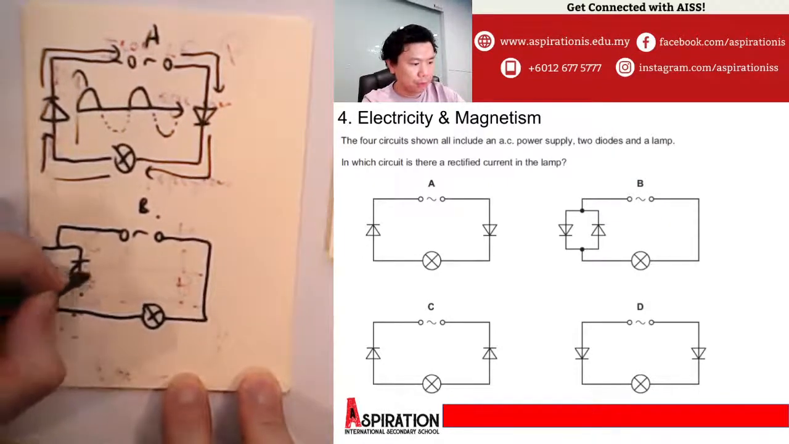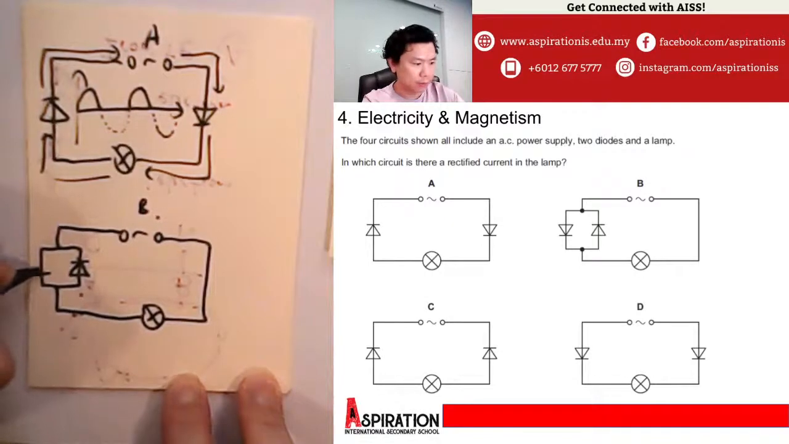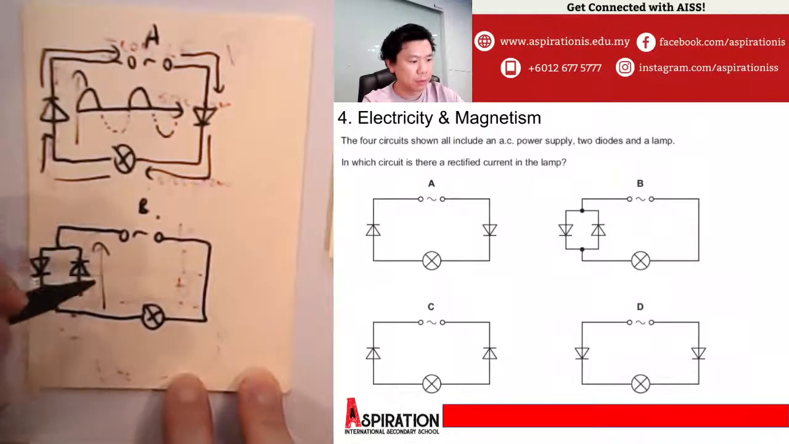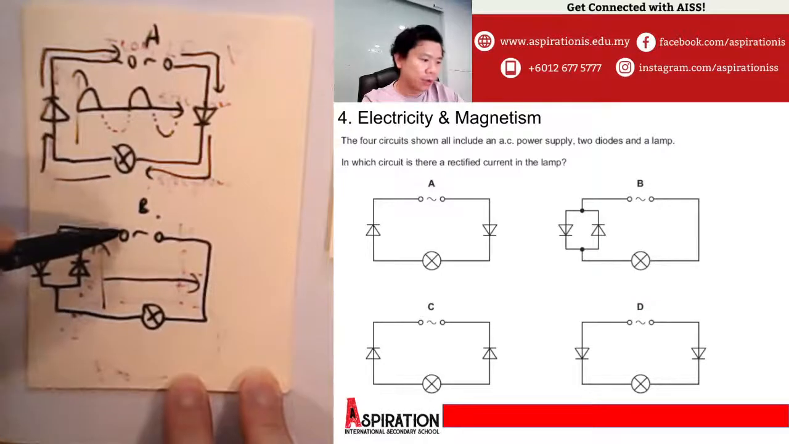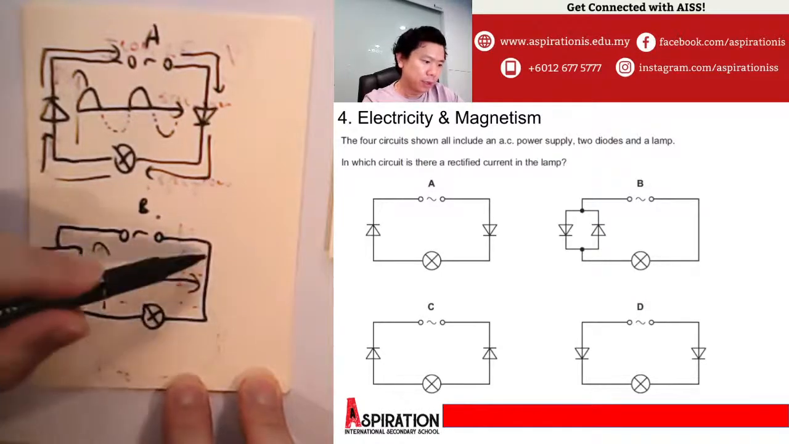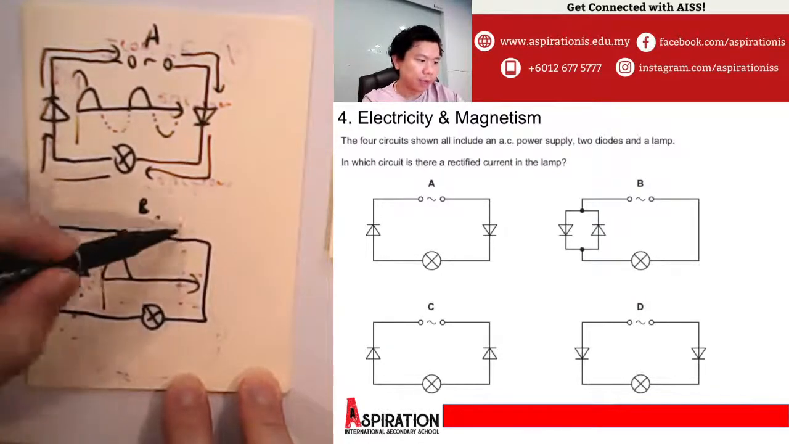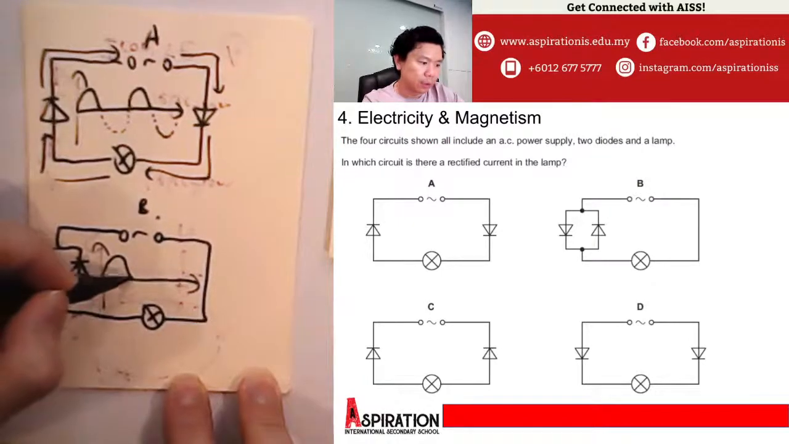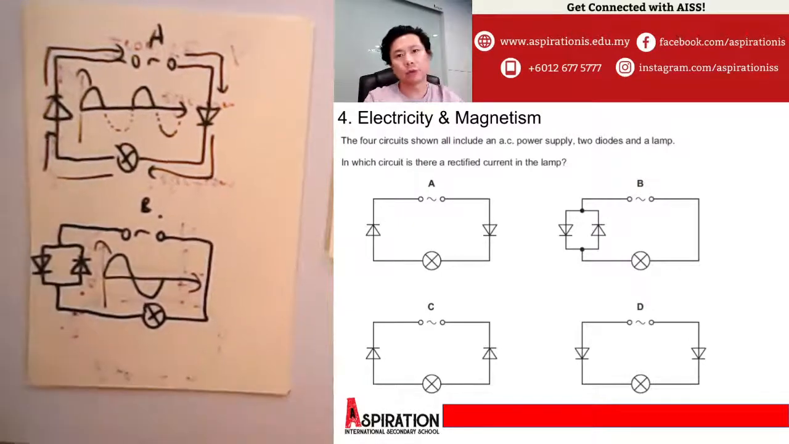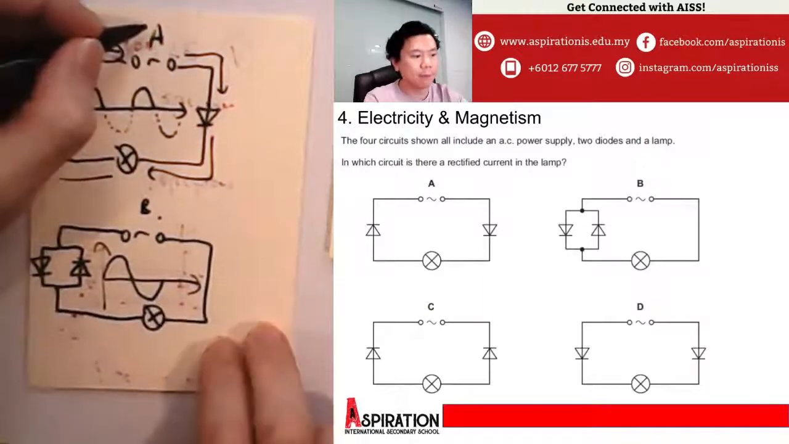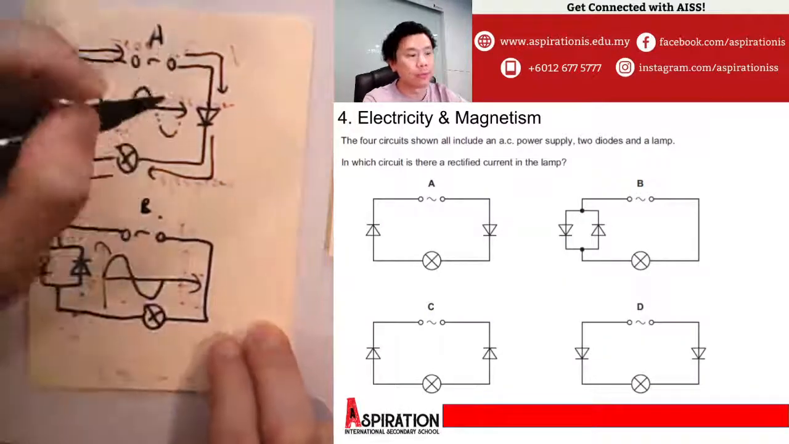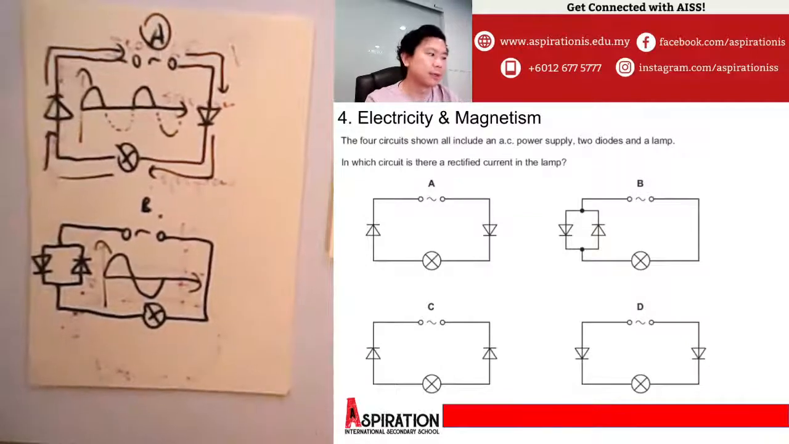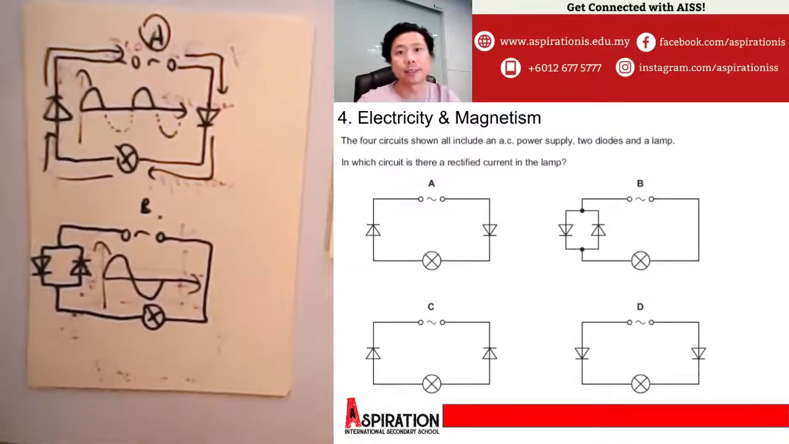Now the issue with B is that it allows current to go both ways. So if current wants to go this way, it is absolutely fine. If current wants to go the other way, it is also absolutely fine. So current moves both ways. So that is not rectification. That is not rectified current. So that's why B is wrong. Rectified current means current that moves in one direction. So the answer is A. So I hope you learned something there.